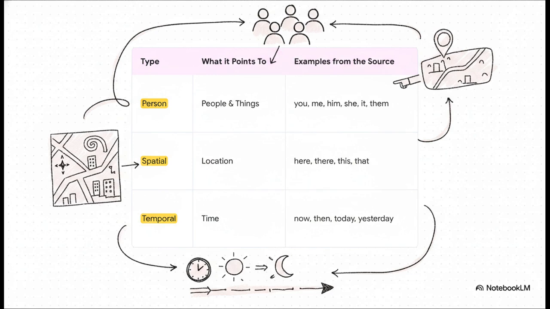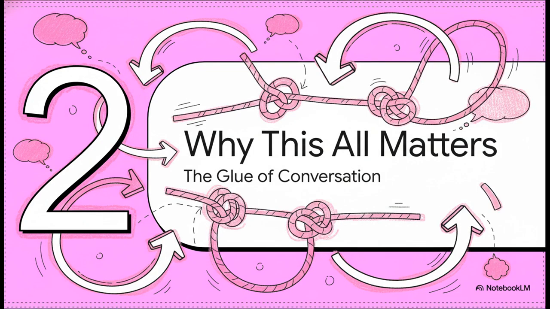So here's the takeaway. These three types, person, spatial, and temporal, are almost always working together. They weave this kind of shared map of who, where, and when that lets us understand each other without having to spell every little thing out. Okay, so this is some pretty cool linguistic theory, but why does it actually matter? Well, because deixis isn't just some weird little quirk of language. It's actually the invisible glue that holds our conversations together.